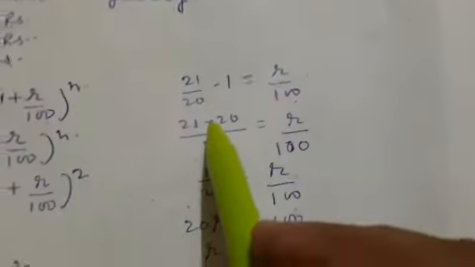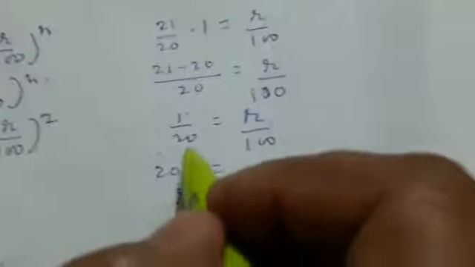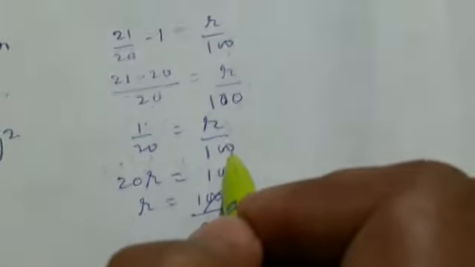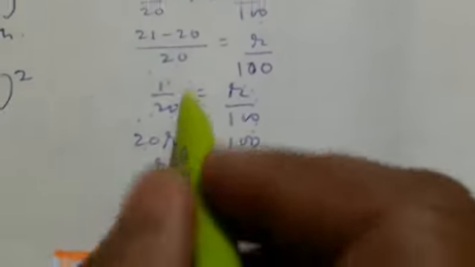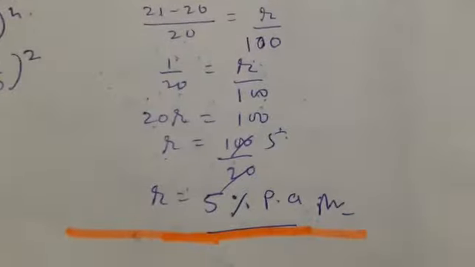Then we will write down like this. This 1 we will transpose to the left hand side. So 21 by 20 minus 1 is equal to r by 100. We'll take the LCM as 20: 21 minus 20 over 20 is equal to r by 100. So 1 by 20 is equal to r by 100. We'll cross multiply, 20 into r, 20r, 100 into 1. So r is equal to 100 by 20, that is equal to 5. So the rate will be 5% per annum. This is our answer. Now let us see the next question, number 4.